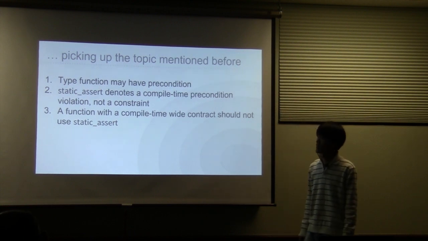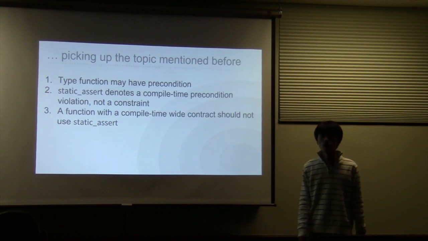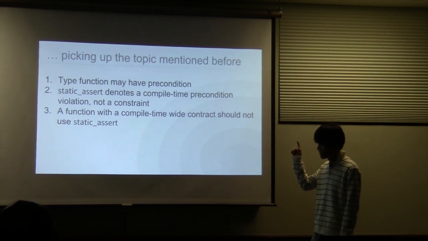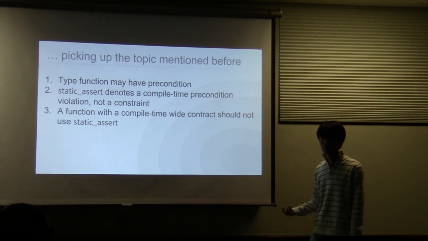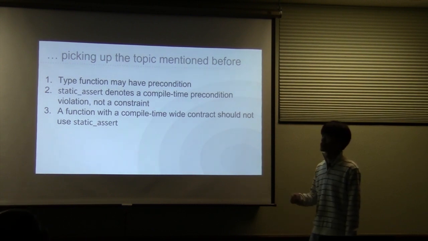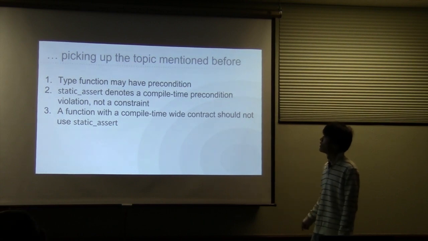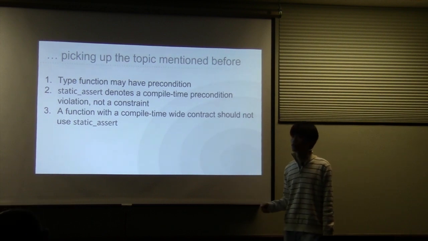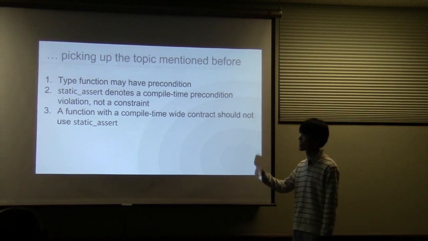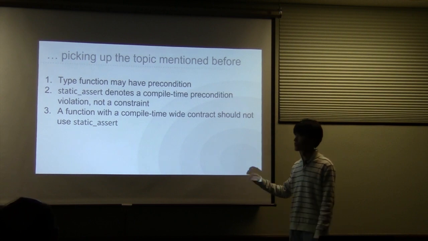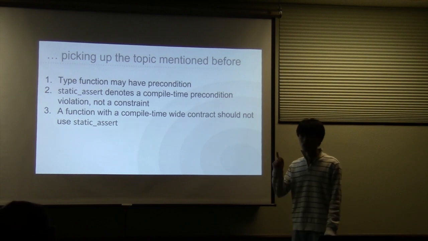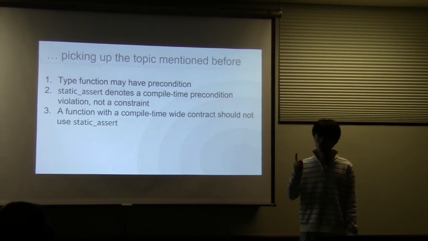When it comes to a type function, of course we can add static_assert to make_unsigned, because it's designed to make those behaviors outside the picture. But if a function says it has no requirements, it's a wide contract, and you use static_assert inside, that's very evil. That's wrong, because you are violating a contract you established by yourself. And we call this SFINAE unfriendly, or just not SFINAE friendly. SFINAE unfriendly is wrong. We will fix all those cases, definitely.